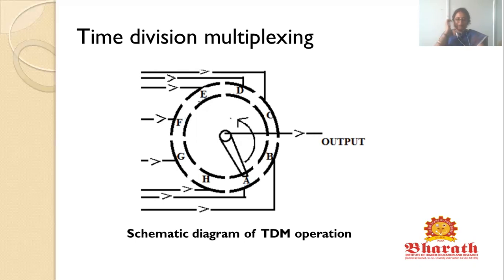The two inner rings of the transmitting and receiving stations are rotated at the same speed and they are synchronized. Thus, the signal at segment A of the transmitter will reach segment A of the receiver in the period the arm is contacting segment A. It is the same in the case of the other segments also.